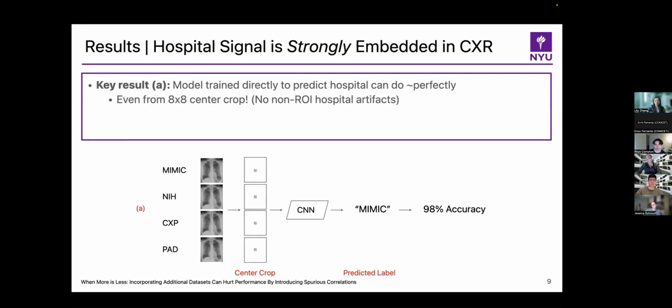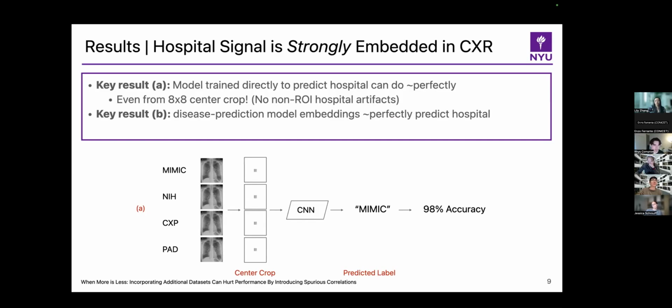Other work has shown similar results. You can train a model to predict hospital, age, etc. But we took it a step further by looking at the disease prediction models that we trained earlier. These were the models that were trained to predict pneumonia, edema, etc. And we queried the embeddings of these models and tried to predict which hospital an instance came from using these embeddings. These were the embeddings that were trained to predict disease.